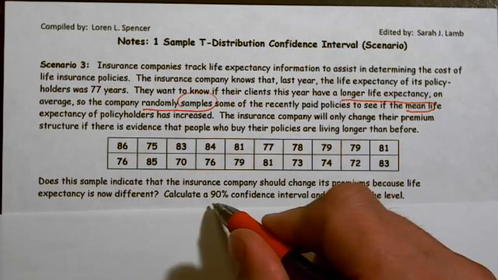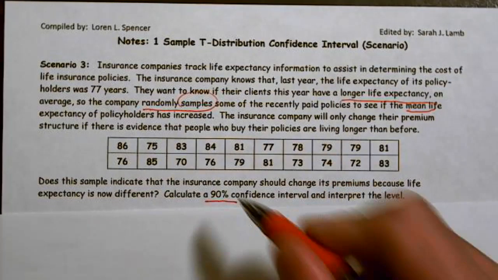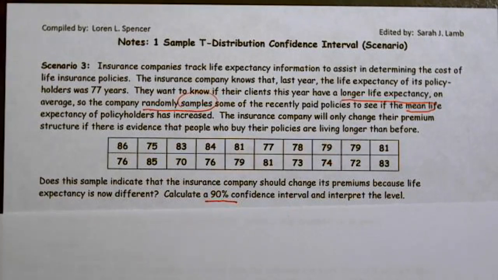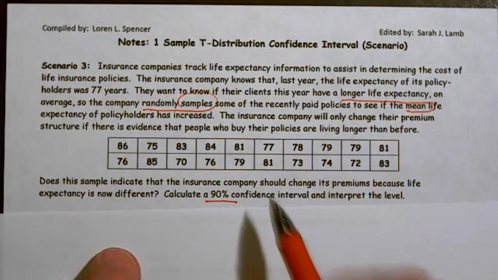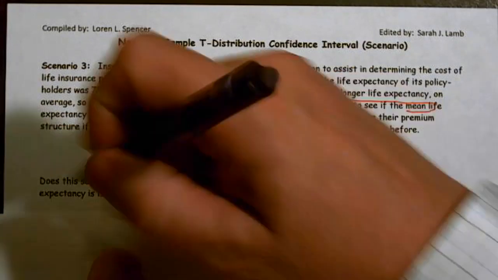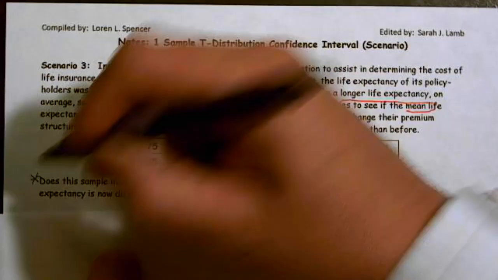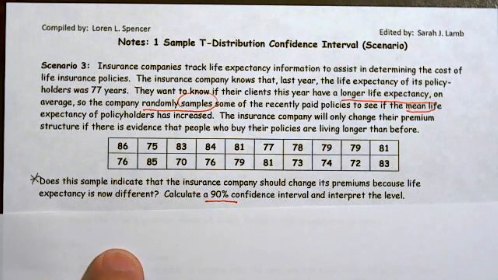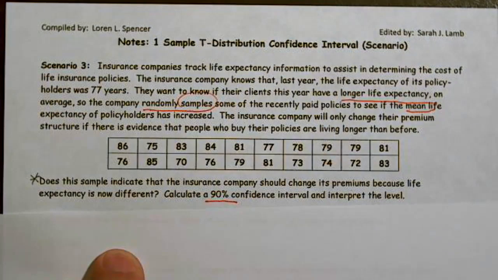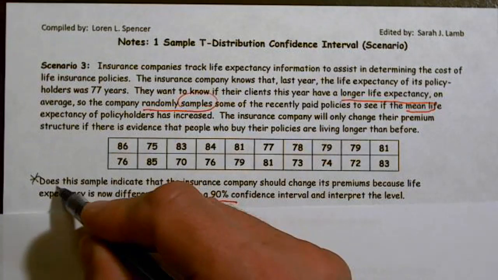Does this sample indicate that the insurance company should change its premium because life expectancy is now different? Calculate a 90% confidence interval. All right. Now, they ask this question. We need to make sure that we don't ignore this. Does this sample indicate that the insurance company should change its premium? So ultimately, we're going to have to come back and answer this.